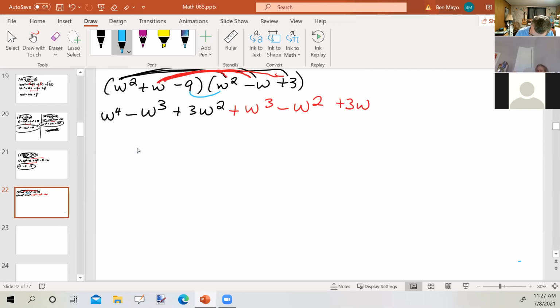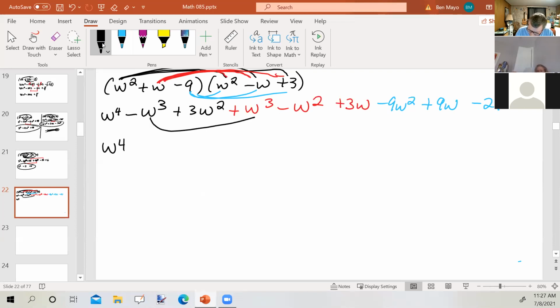Minus 9 times W squared is minus 9W squared. Minus 9 times minus W is plus 9W. And minus 9 times positive 3 is minus 27. Okay, so let's see. I've got W to the 4th power. Then these two are like terms, but they're going to cancel out. This one and this one and this one are like terms. 3W squared minus 1W squared is 2W squared. Minus 9W squared is minus 7W squared.